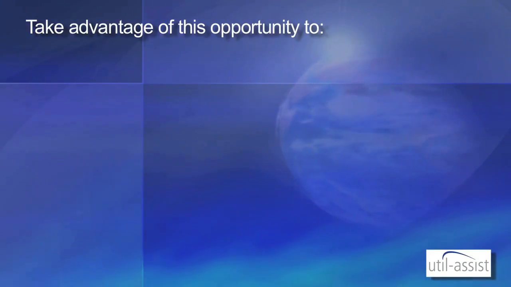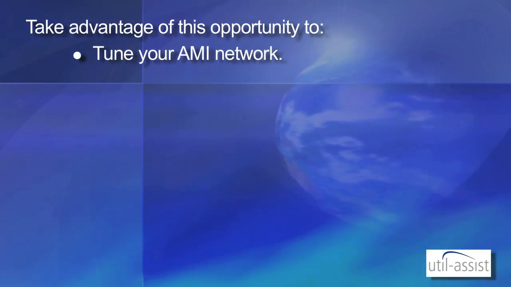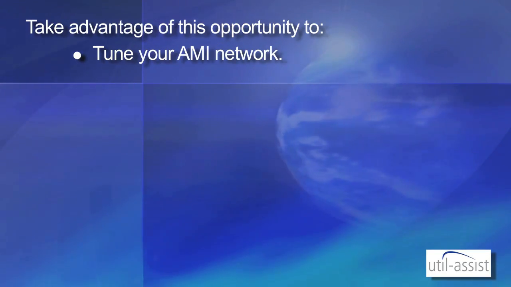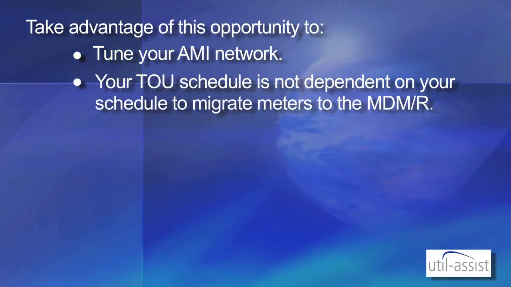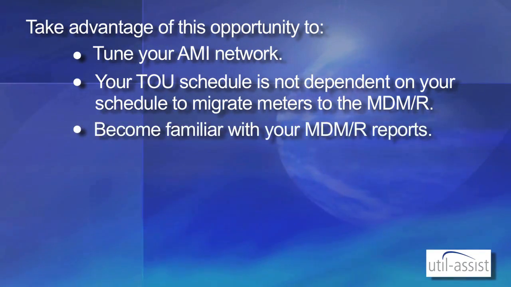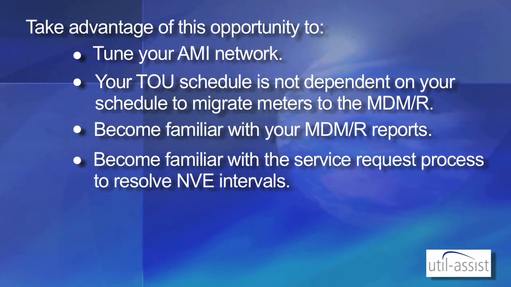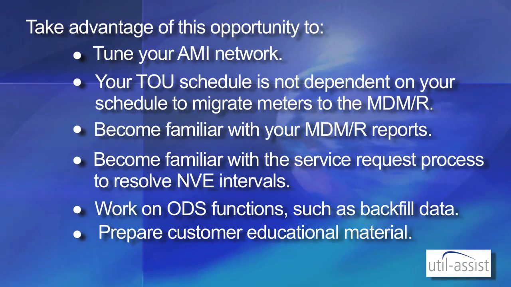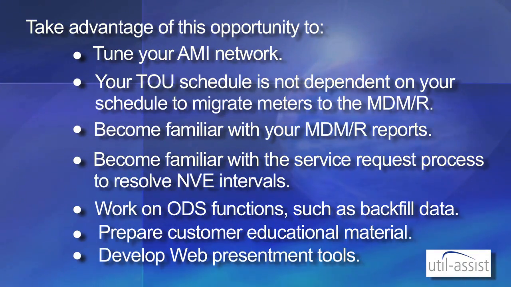Take advantage of this opportunity to tune your AMI network. A properly tuned AMI network should collect between 98 and 99% of data. Develop your MDMR business processes, which once cut over, you can use for testing. Become familiar with the MDMR reports. Become familiar with the service request process to resolve NVE intervals. Work on ODS functions, such as backfill of data. Prepare customer educational material. Develop web presentment tools. An RFP may be required.